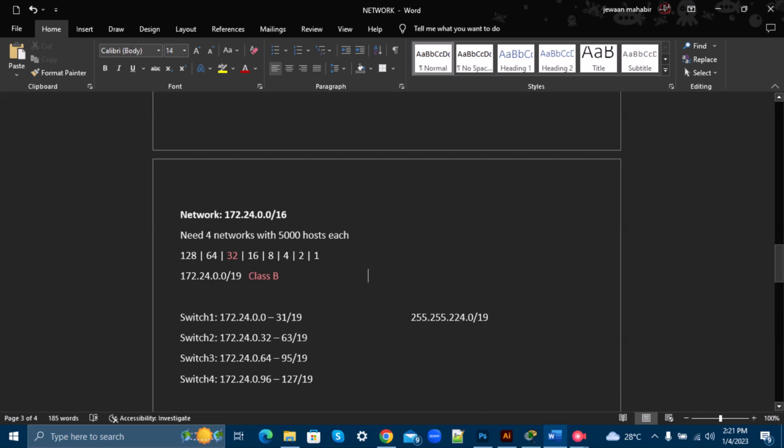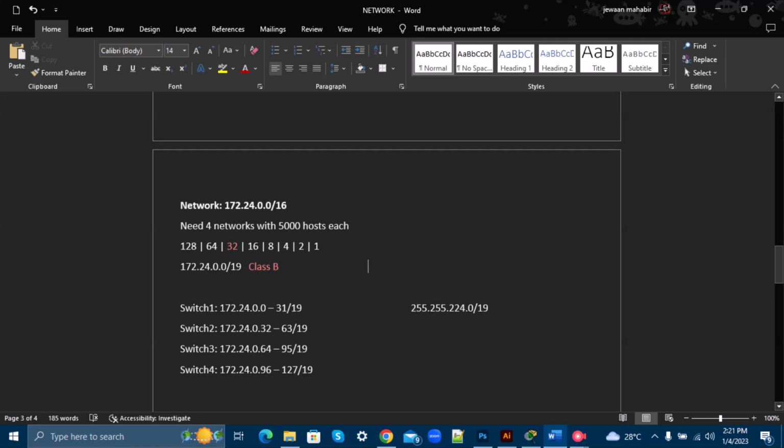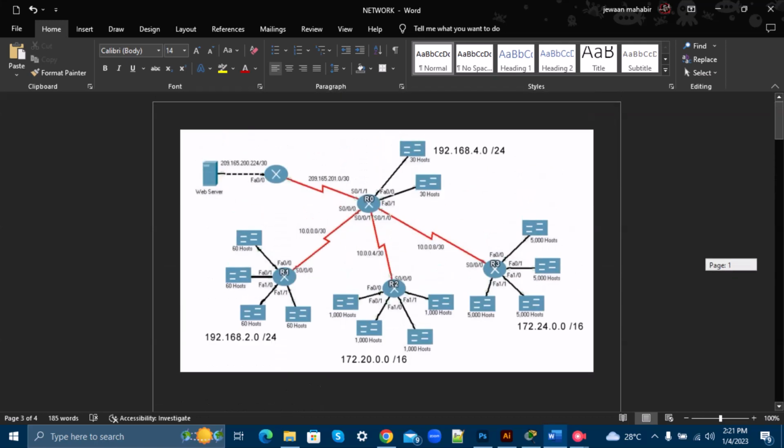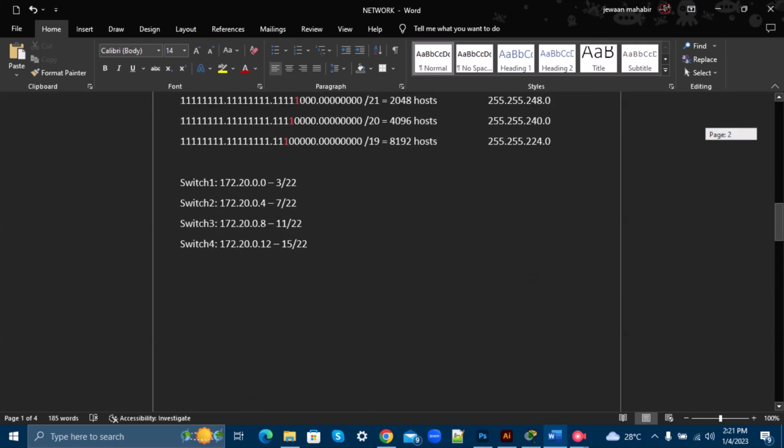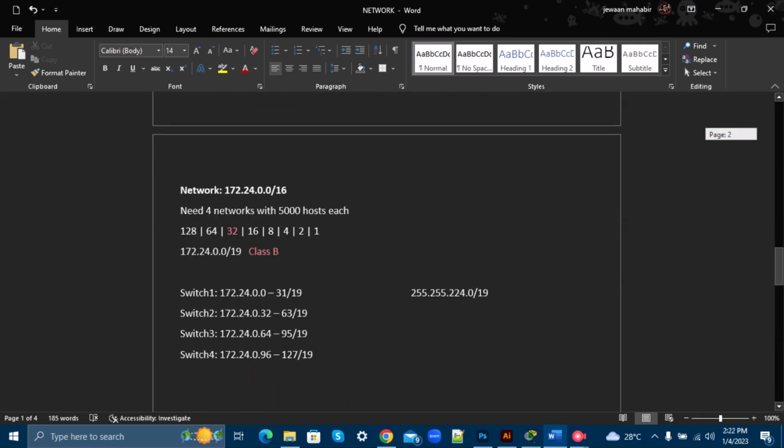Our subnet mask is on the side. Same thing like I said, all the addresses in between 172.24.0.0 and 172.24.0.31 are going to be our usable hosts. And that's it actually for the subnetting of R3.